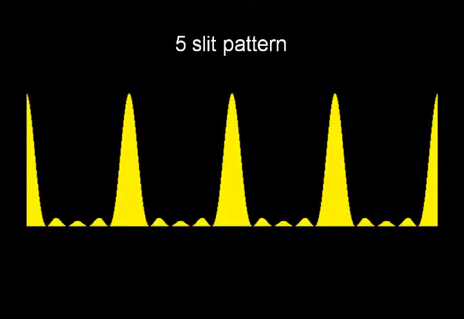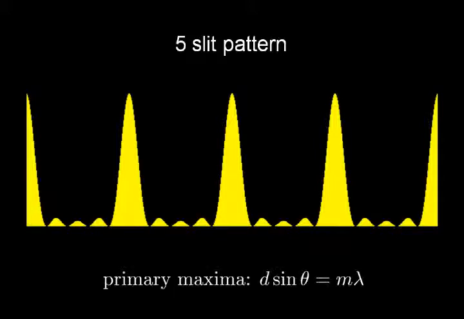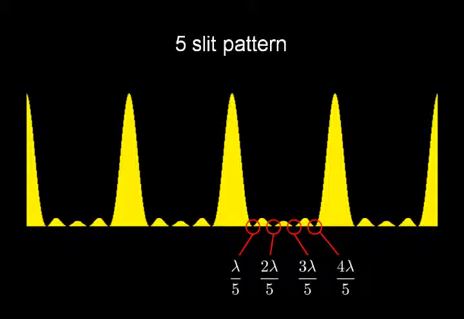So for the intensity pattern for 5 slits, we have primary maxima wherever d sine theta is equal to an integer times the wavelength. So the primary maxima occur where that integer is 0 or 1 or 2 or minus 1 or minus 2. That's where you have the primary maxima. In between each pair of primary maxima, you have 3 secondary maxima and 4 minima. Those minima occur where d sine theta is lambda over 5, or 2 lambda over 5, or 3 lambda over 5, or 4 lambda over 5, to look at the ones between the 0th and 1st order primary maxima.